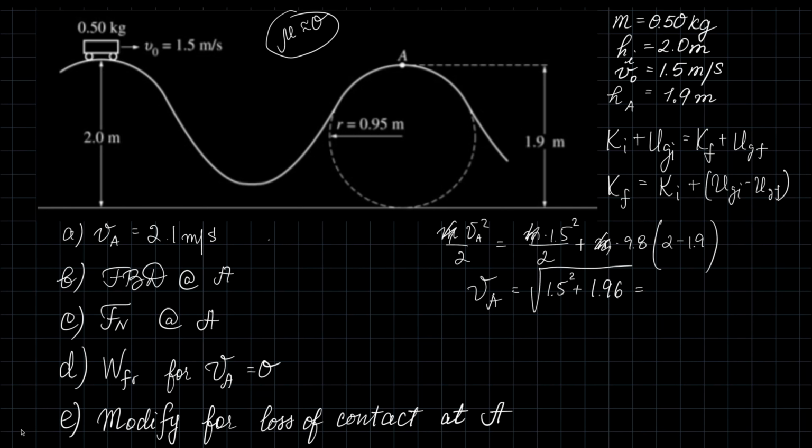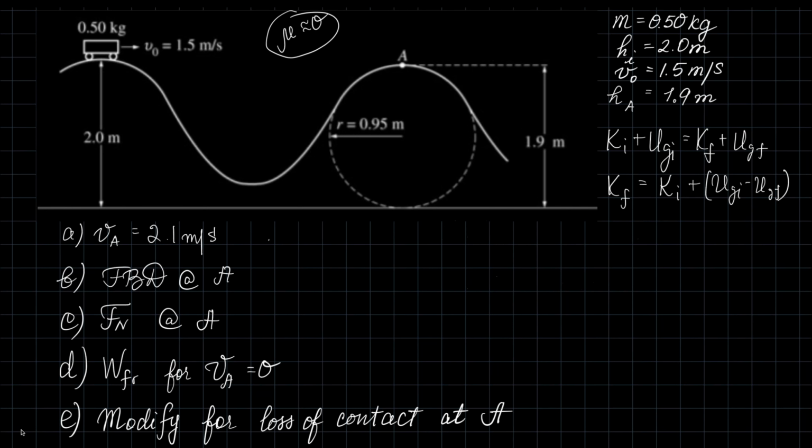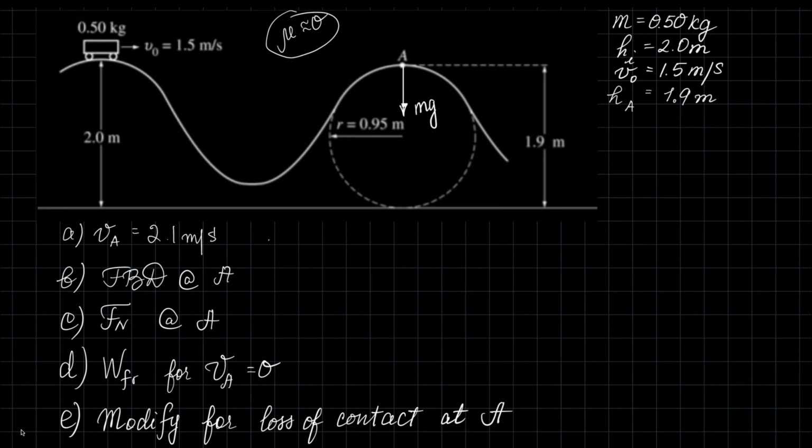Question B, they want us to draw a free body diagram for the cart at point A. At point A, it's navigating a turn that is circular, and therefore it needs to have centripetal force, otherwise it won't be able to complete the circular path. And that would mean that gravity is greater than normal force in order for your net force to be downward.